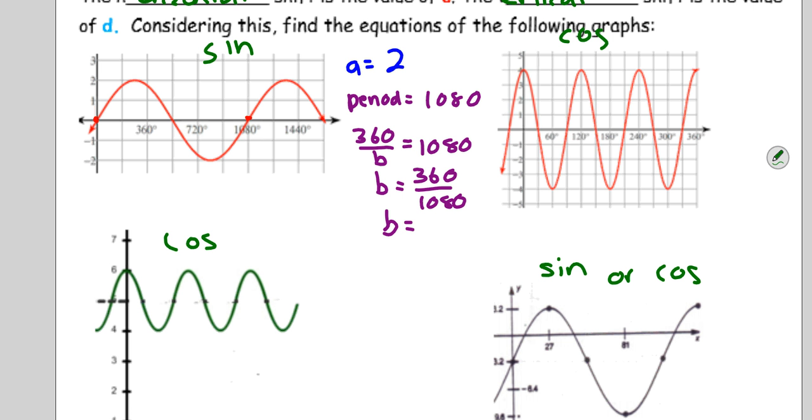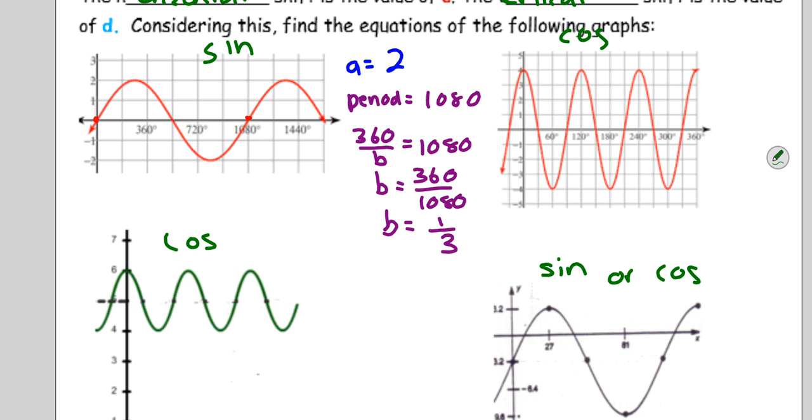What's our value for B? Anyone got a B? A fraction's probably a good answer for this one. A third, yes. It simplifies to 0.3 recurring, or a third.